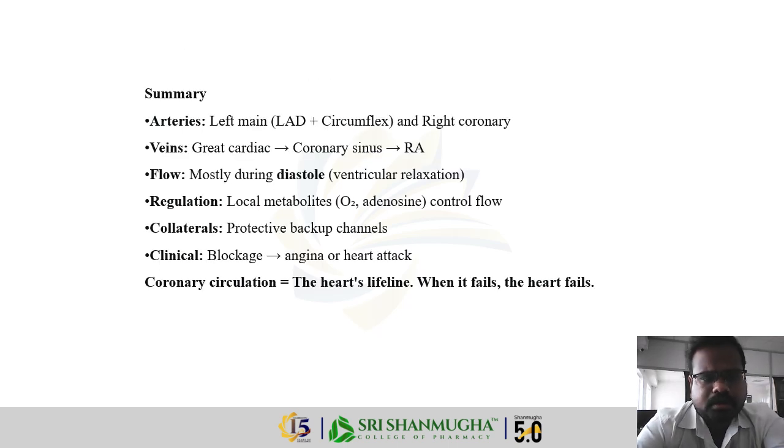Once we get to the summary: what are the arteries we have seen, what are the veins we have seen, and the flow, mostly during diastole. Regulation we also saw, what the collaterals are, and the clinical correlations. Coronary circulation is the heart's lifeline. When it fails, the heart fails. So this is the complete coronary circulation overview.